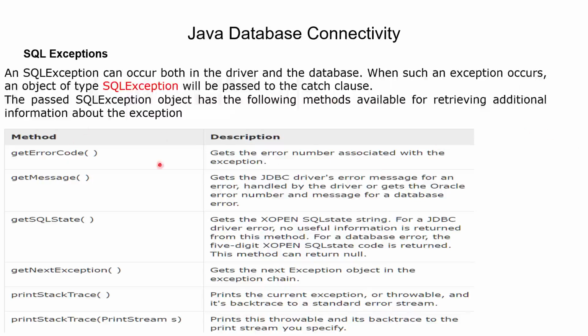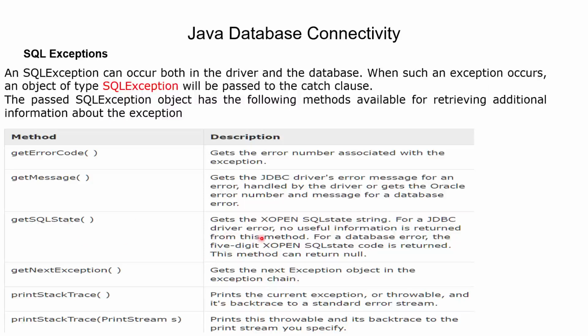Something that can be useful in database programming in Java are the SQL exceptions. An exception can occur both with the driver or with the database. When such exceptions occur, an object of type SQLException is passed to the catch clause. The passed SQLException object has the following methods available for retrieving additional information about the exception. getErrorCode gets the error code number associated with the exception. getMessage gets the JDBC driver's error message for the error and allows for troubleshooting.